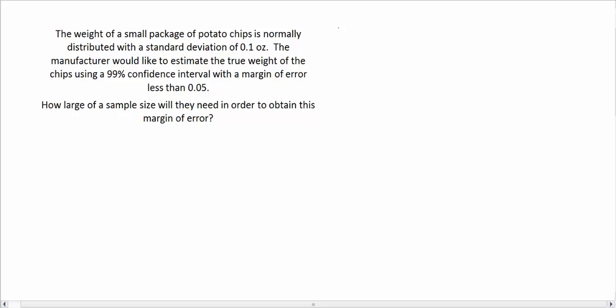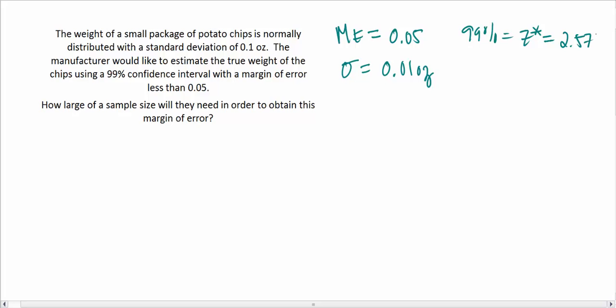So the desired margin of error, ME is what we're going to put it as, is 0.05 or less than that. We have a population standard deviation of 0.01 ounces, and we have a confidence level of 99%, which implies that our Z critical value will be equal to 2.576. All right, so I think we have everything we need in order to then calculate this.